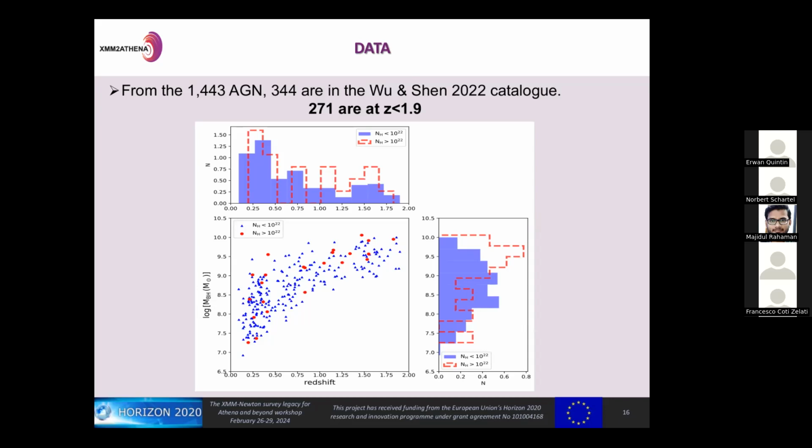And this is the distribution of these 271 sources, the black hole mass distribution as a function of redshift, for sources with NH values higher than 10 to the 22, shown in red, and lower than 10 to the 22, shown in blue.